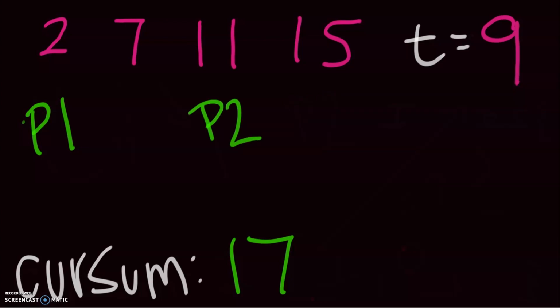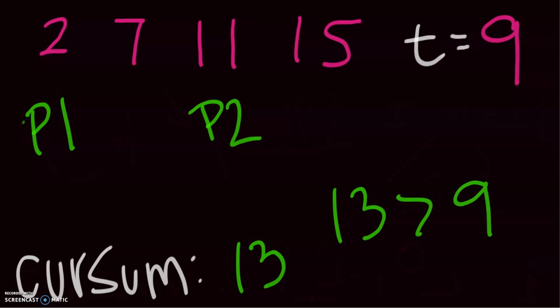So we're going to do the same thing. We're going to delete our current sum that we currently have, and we're going to add these together. So 11 plus 2 equals 13. So still what we see is that this current sum is larger than our target number. So 13 is greater than 9.